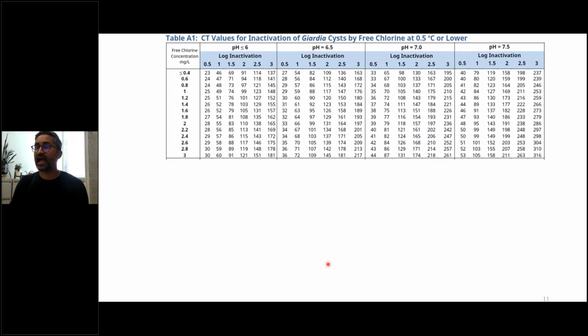And so because of that, as you go towards higher pH values, you might need more CT in order to achieve the same amount of disinfection. So that's with pH.